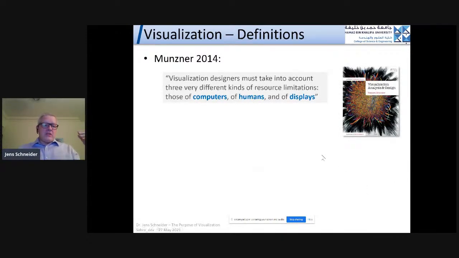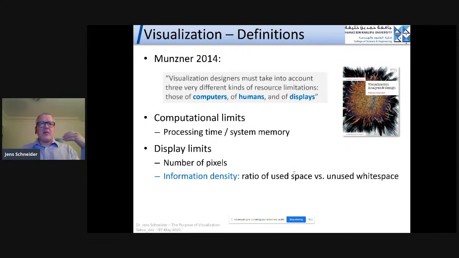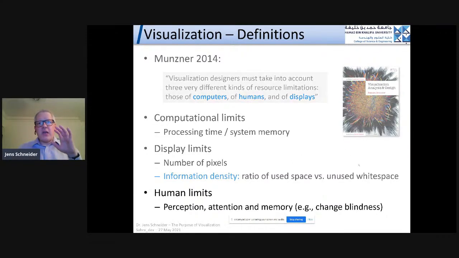So, and then this also means there are limitations. Computers, humans, and displays each have limitations such as processing time, number of pixels, perception, attention, and memory. And what I want to show you briefly is change blindness.